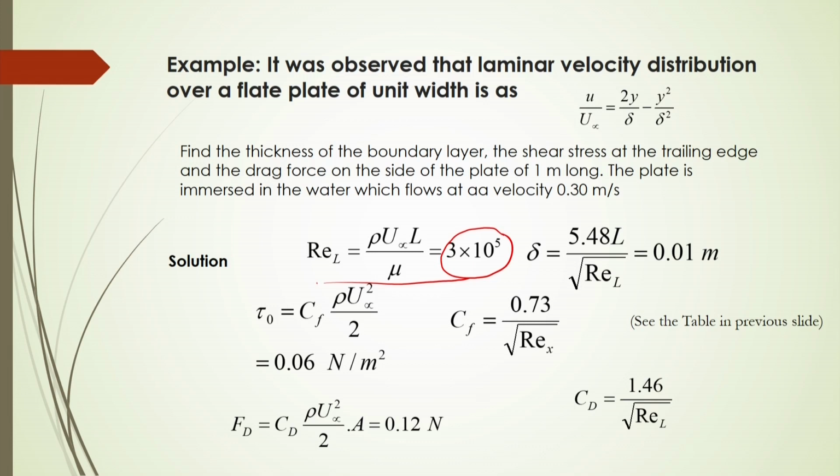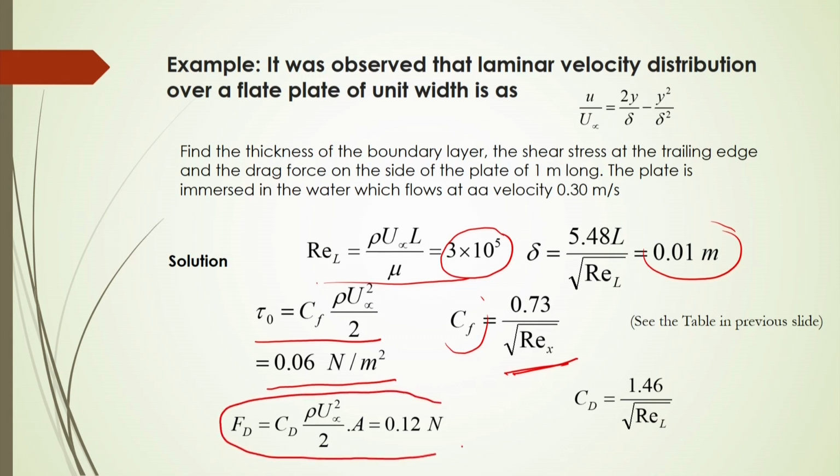And in this case, after substitution of this Reynolds number, we are getting this delta will be equal to 0.01 meter. And shear stress, again as per the definition given in the previous slides, tau 0 will be equal to what, and then Cf is the local drag coefficient, which you can calculate. After that, substituting this local drag coefficient in this equation, you get the shear stress equal to 0.06 Newton per meter square.